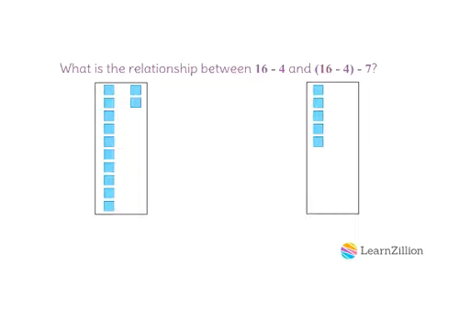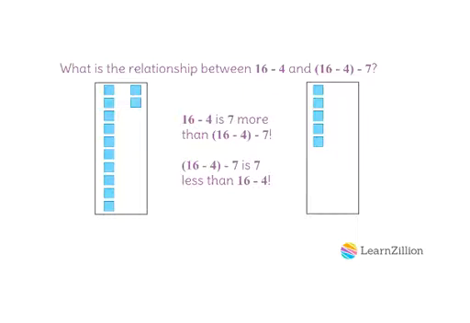of 16 minus 4. One way to interpret this expression is to say that 16 minus 4 is 7 more than 16 minus 4 minus 7. Another way to say this is 16 minus 4 minus 7 is 7 less than 16 minus 4.